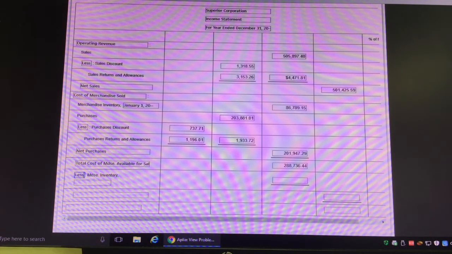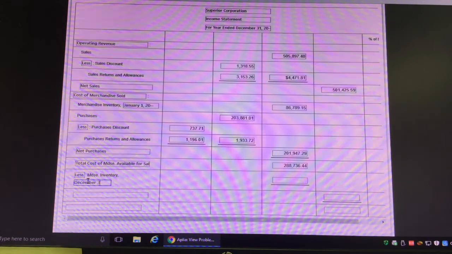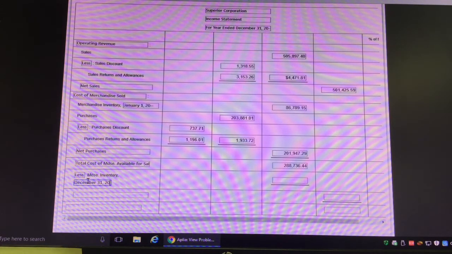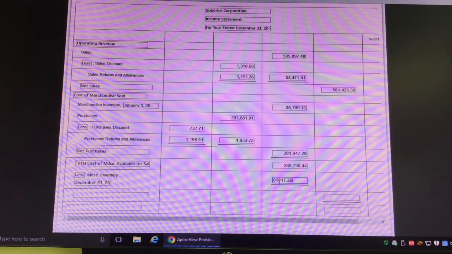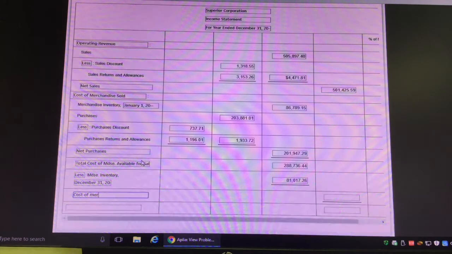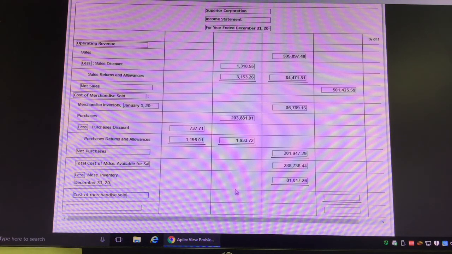We're going to subtract our merchandise inventory. And this is at the end of the year. So we're going to subtract for December 31st, 20 of the current year. And our inventory was $81,017.26.